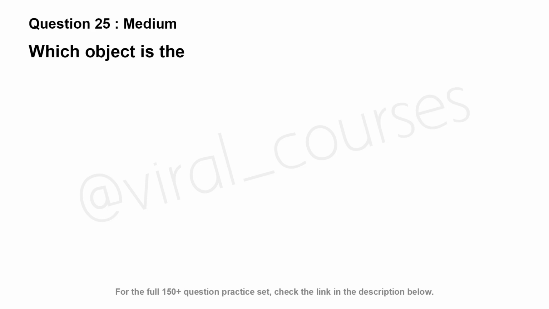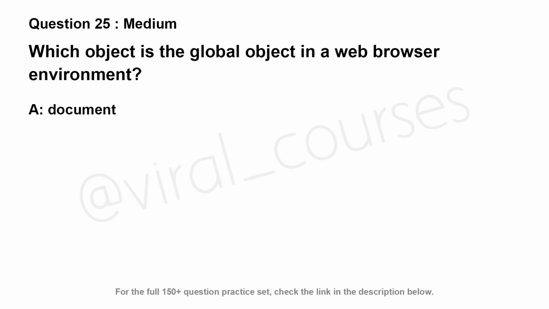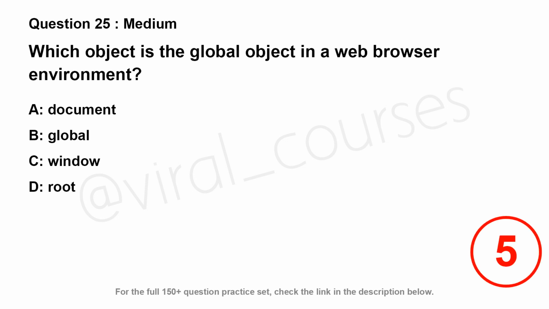Which object is the global object in a web browser environment? Option A, document. Option B, global. Option C, window. Option D, root.